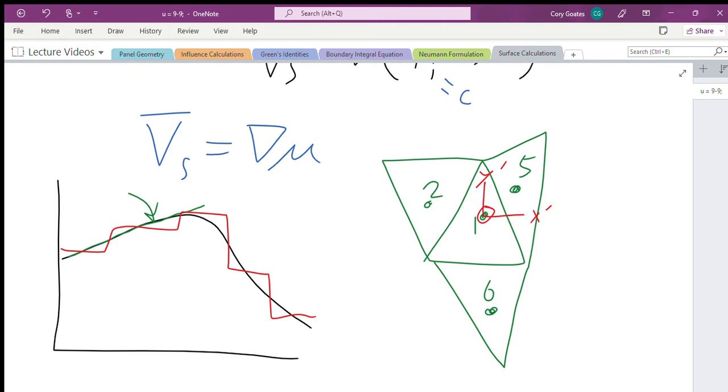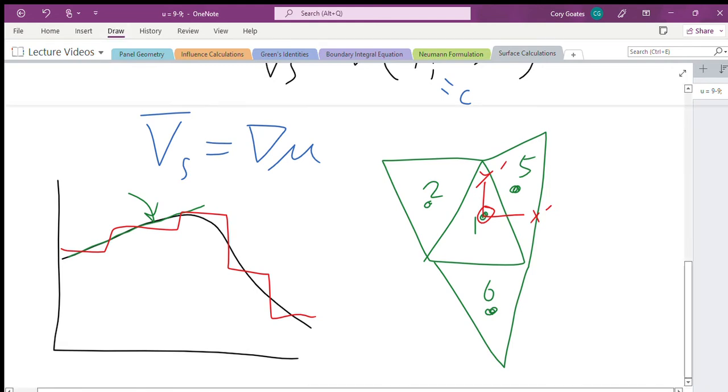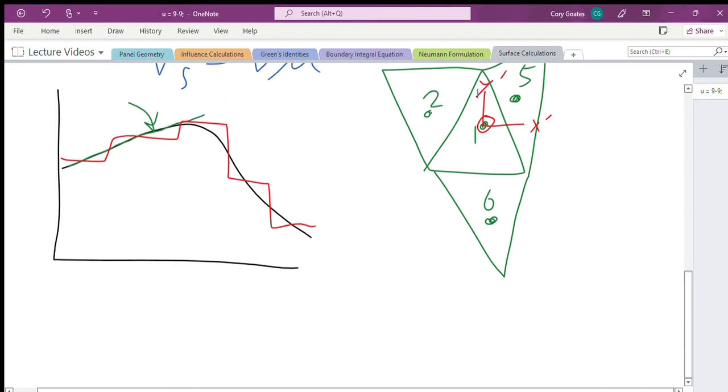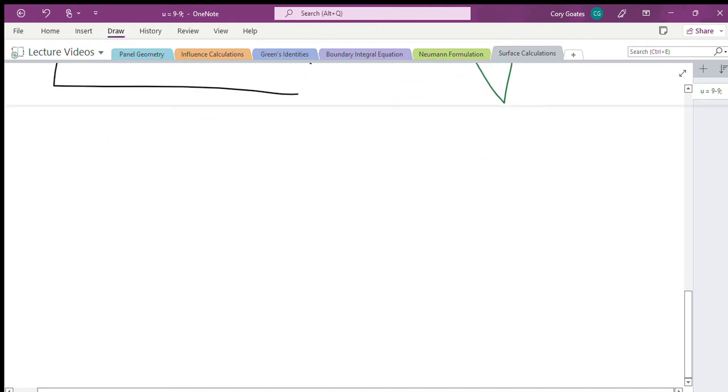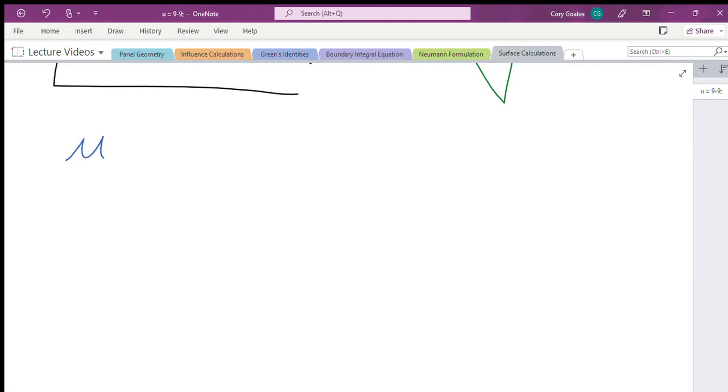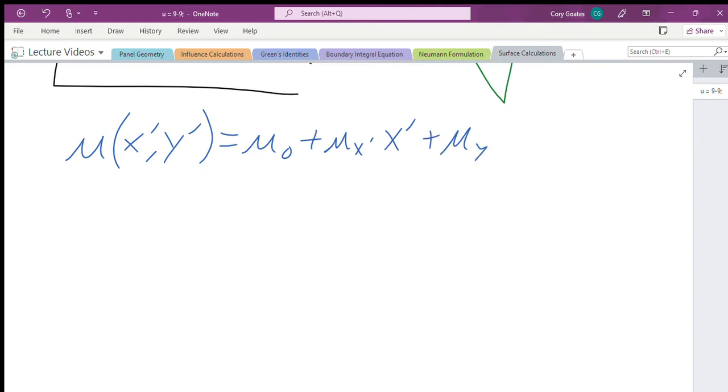Now to do that, we have the relationship that mu as a function of x prime and y prime, so again we're looking at mu on the panel anywhere, is going to be some mu naught plus mu x prime, our x derivative term, times x prime, plus mu y prime times y prime. Okay, so this is all in the local frame.